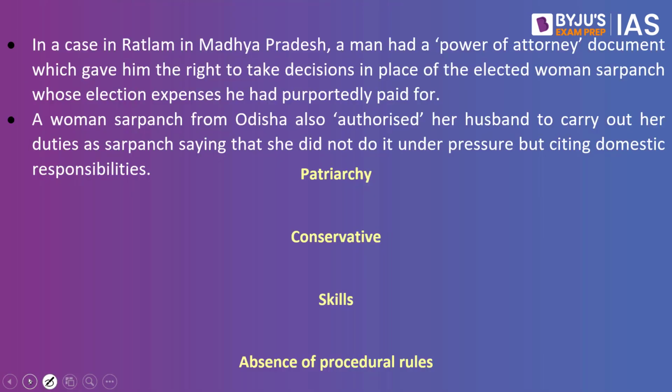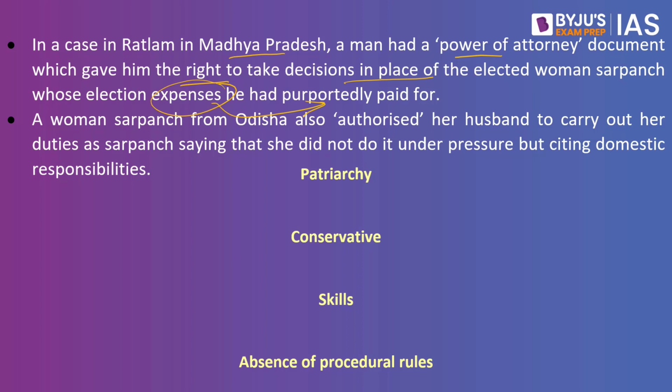In a case in Ratlam in Madhya Pradesh, a man had a power of attorney document which gave him the right to take decisions in place of the elected woman sarpanch, whose election expenses he had purportedly paid for. What does this mean? This means there was an election in Madhya Pradesh where the man had spent for all the expenses of this woman, and as a result she had given the power of attorney to this man, who would be conducting all the activities for her.